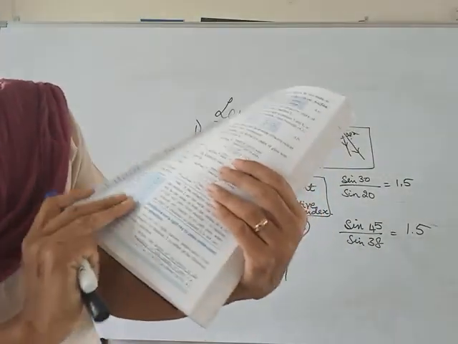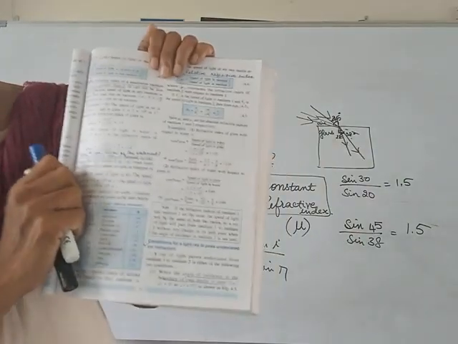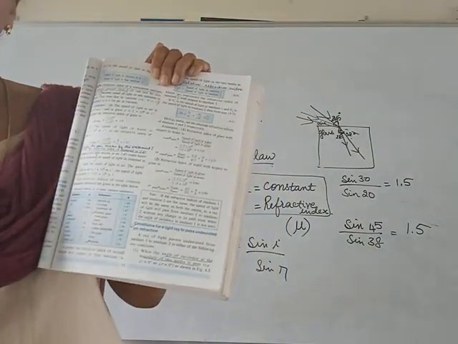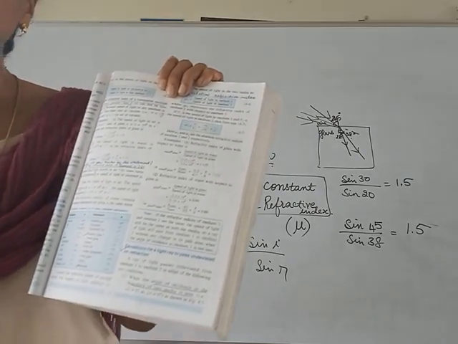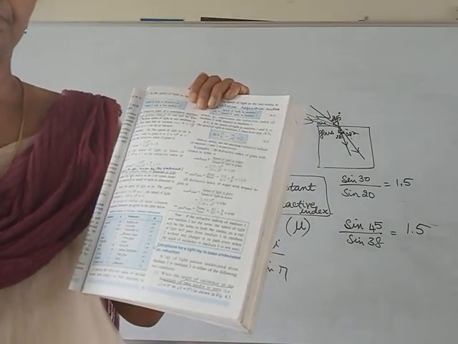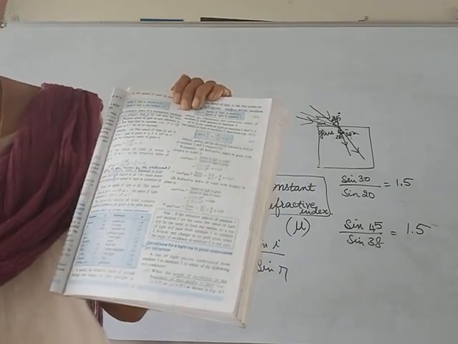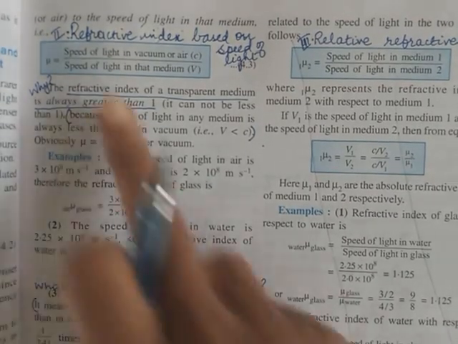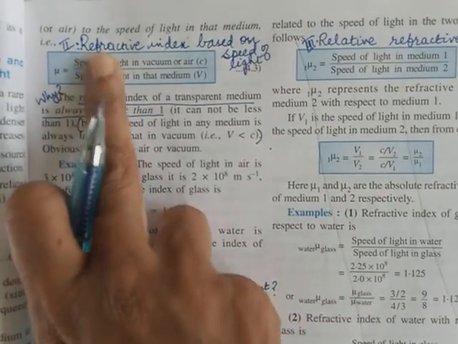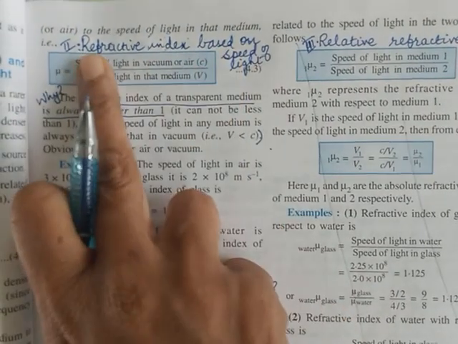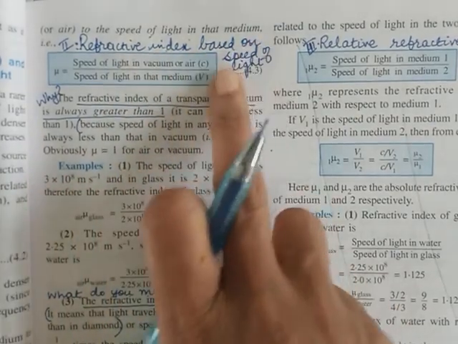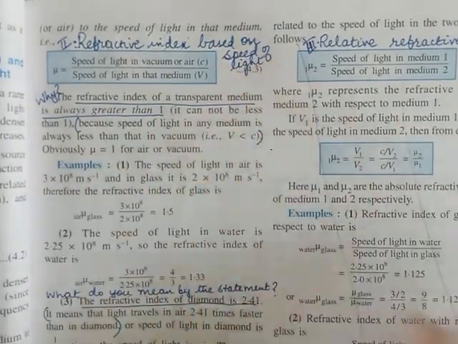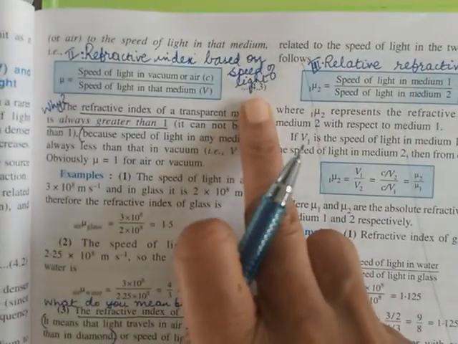Now come to the second definition. Turn to page 73. Okay, there's another definition for refractive index given here. I name it like this, refractive index based on speed of light. That was the definition of refractive index based on Snell's law. This is the definition based on speed of light.